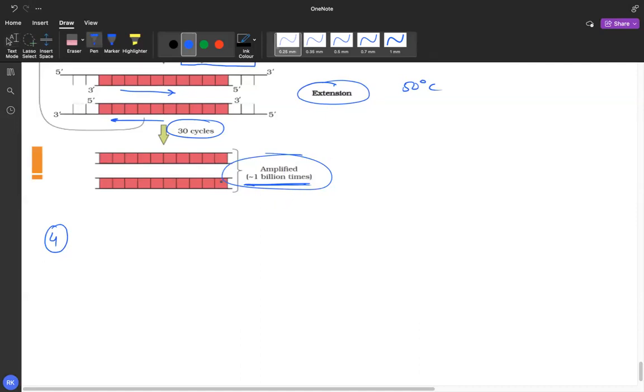inserting this piece into a host through a plasmid. So the fourth step is insertion of recombinant DNA into the host. And this we just studied in the last class.